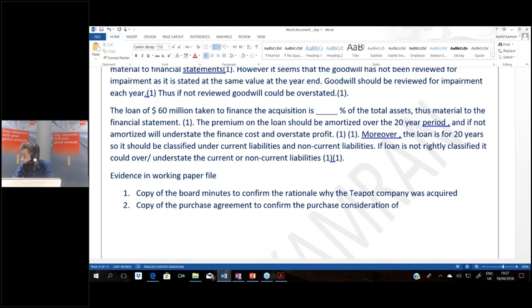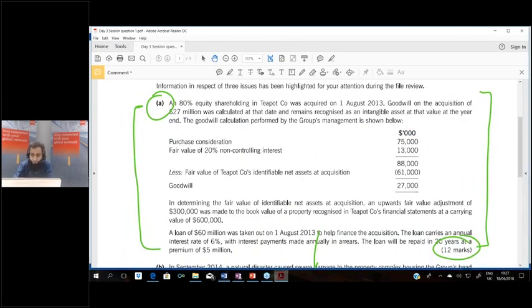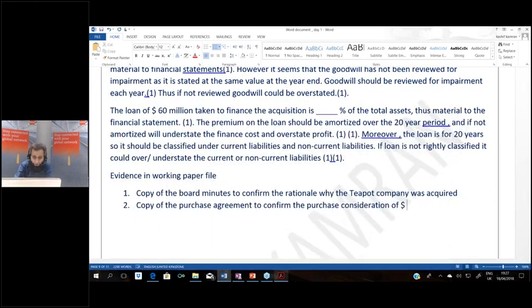Yes, you can also make point on the fair value adjustment, Vakas, but again, the fair value adjustment, if you look at the value, is something very immaterial. So that is the reason I didn't touch upon the fair value adjustment. No, the purchase consideration, Lisa, is not $27 million. The purchase consideration, I think, is $75 million. Yes. So copy of the purchase agreement to confirm the purchase consideration of $75 million.